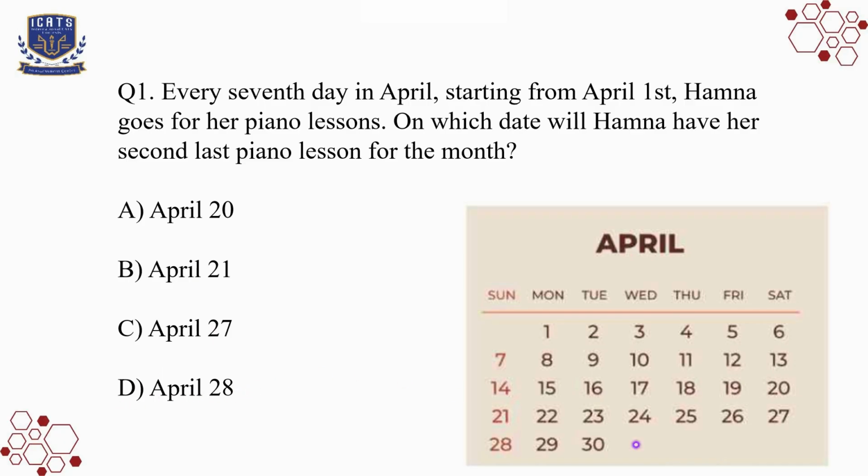We can see that the month is starting from Monday, and she will take her first piano lesson on 7th of April, second will be on 14th, third will be on 21st, and the fourth piano lesson will be on 28th. As it was asked in the question when she will take her second last piano lesson, it will be on 21st of April. So we will select option B here.